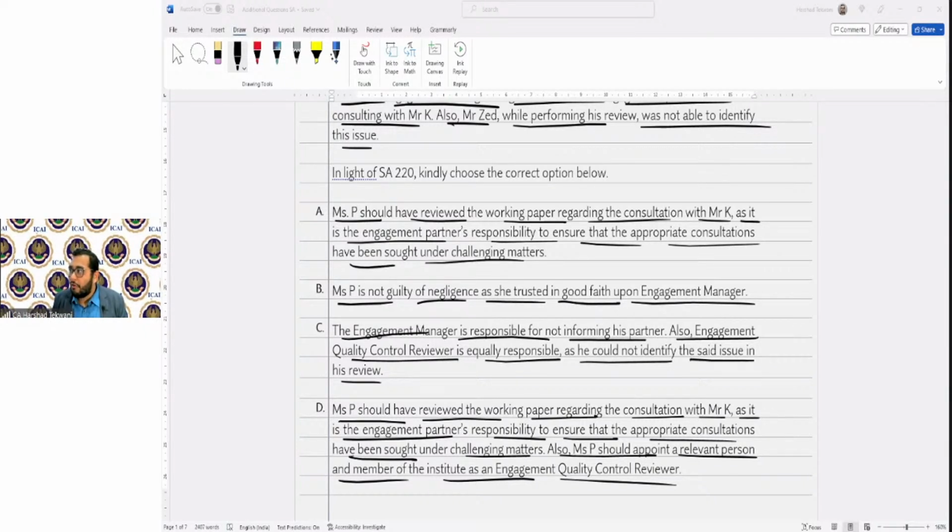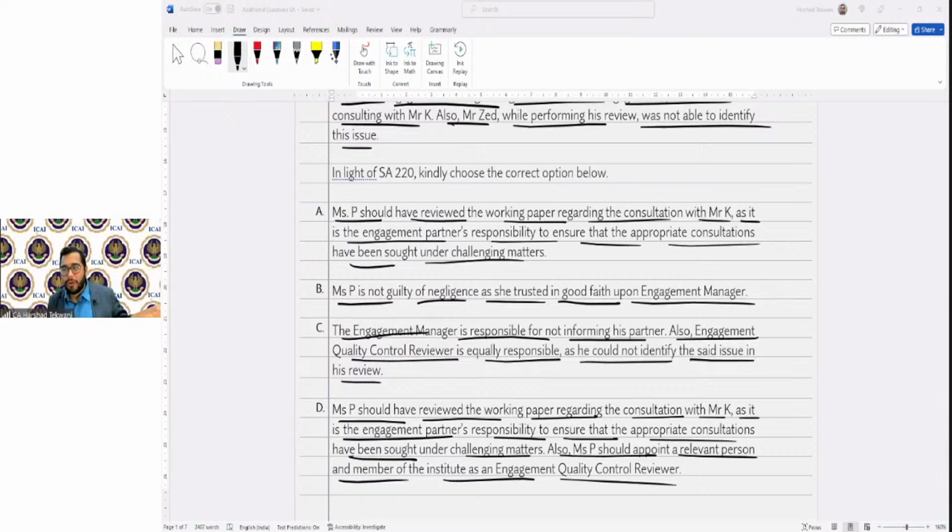Now, when I talk about consultations, the engagement partner shall take responsibility for the engagement team to undertake an appropriate consultation on difficult and contentious matters. Means he needs to look into the matter. He needs to look whether the team has consulted or not. It's not the responsibility of the engagement quality control reviewer. It's not the responsibility of the audit manager. He might delegate. Delegation is not an issue.